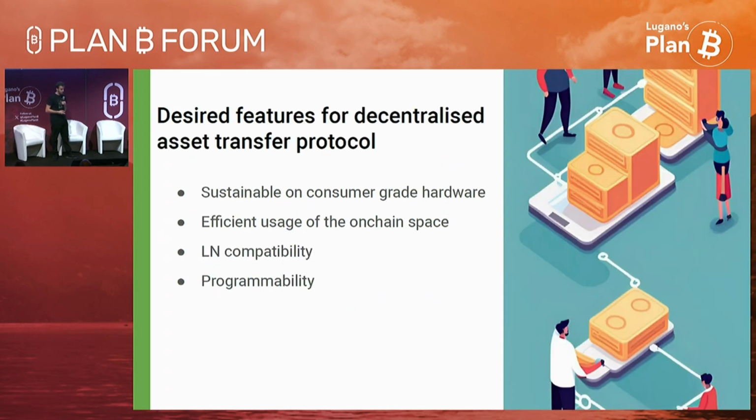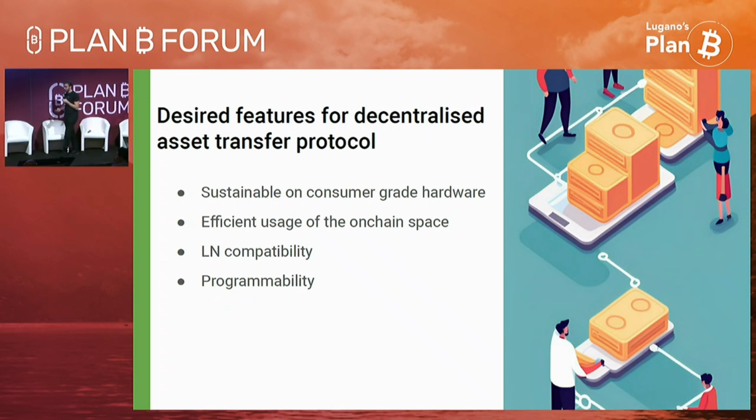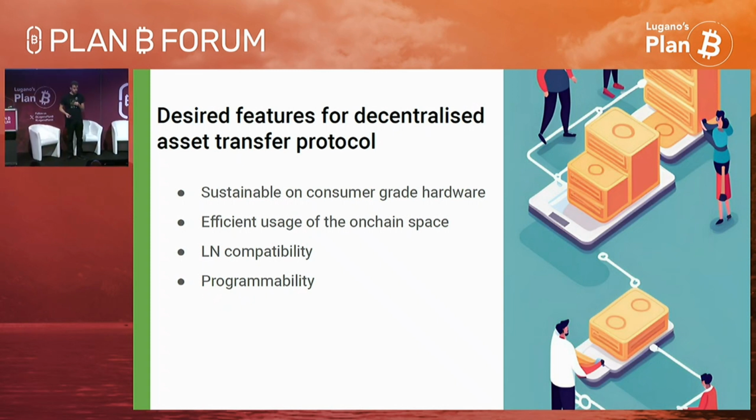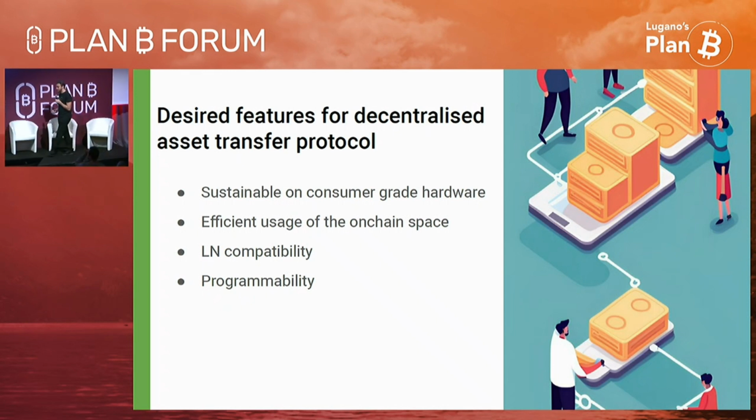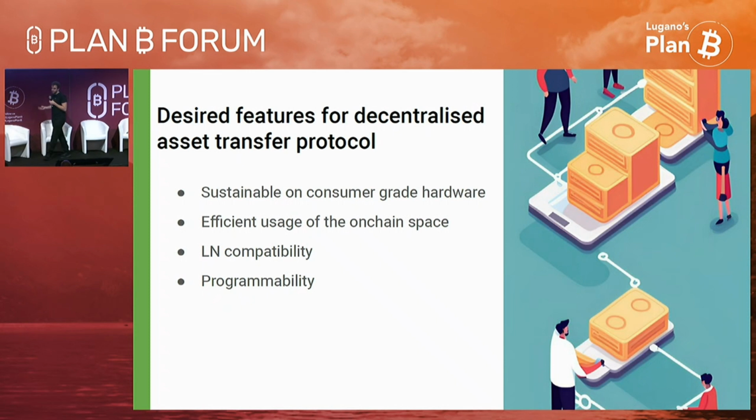So what are the desired features for a truly decentralized asset transfer protocol? First of all, to be based on a blockchain that is secure and truly decentralized, as Bitcoin is. Second, it needs to be sustainable to use on consumer-grade hardware. If we ask users that on top of their Bitcoin node, they also need to run another node that is very resource intensive, as was the case with some of these earlier protocols, it doesn't really work. With Counterparty, for example, in the end all the users were just using the web wallet and weren't even really running a node.